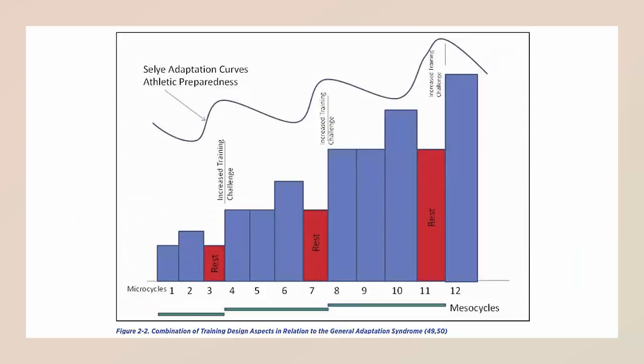Training theory is not useful unless it can be applied to the real world of training. This figure shows how training loads are applied in a systematic fashion to take advantage of the general adaptation syndrome and systematically improve athletic performance. The principle of progression is important when prescribing training loads throughout a program to ensure proper and desired adaptations.